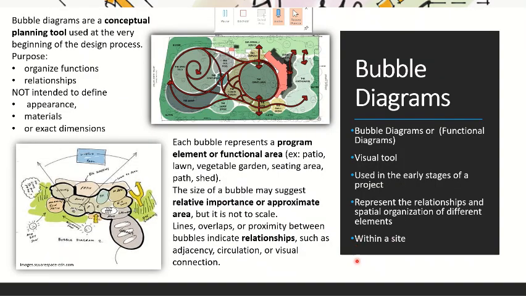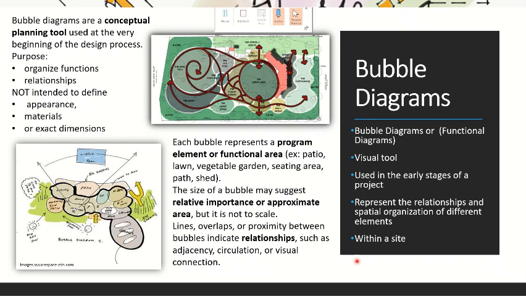Let's talk about bubble diagrams. Bubble diagrams are an early planning diagram that represent functions rather than forms. Each bubble stands for a space or activity, and this is where the outdoor rooms come into play again. These diagrams are not drawn to scale. These bubbles are not drawn to scale.